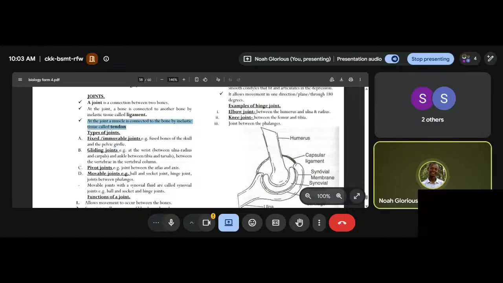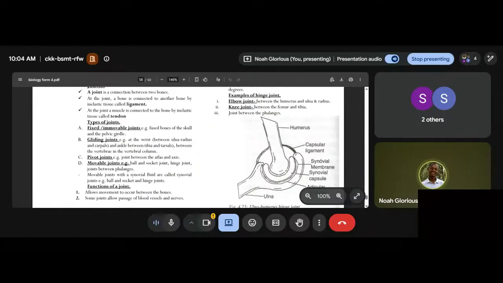Tendon, from bone to muscle. Ligament, from one bone to another bone. Similar characteristic to the two, they are both inelastic tissue. What do we mean by being inelastic? Inelastic simply means they do not stretch. They remain the same size with no stretching. So they are both inelastic.